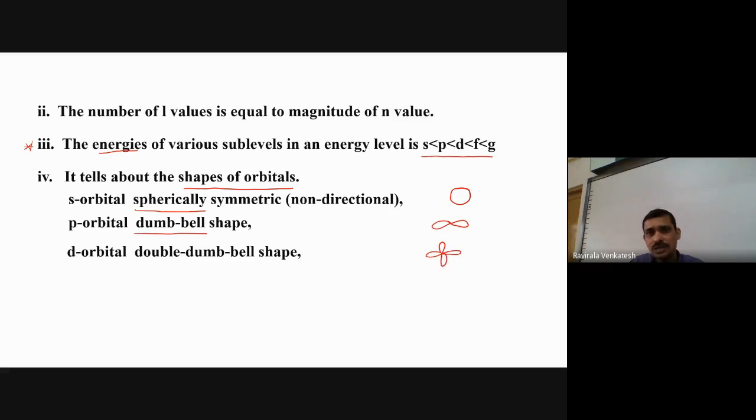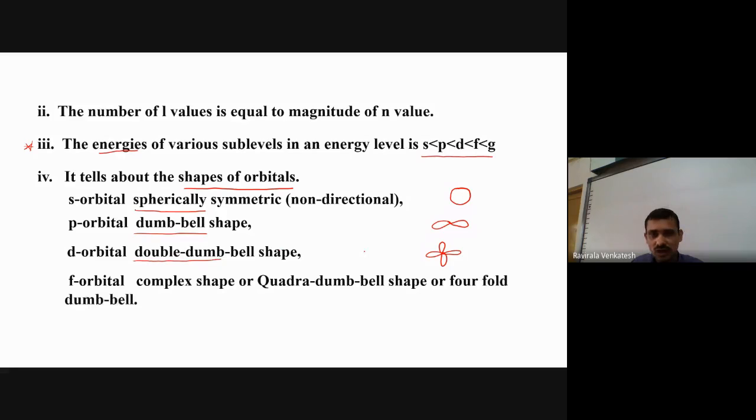Two times, double dumbbell. And f is taking what? 4-fold. Quadra means four, so a 4-fold double dumbbell shape. Four times you have to take, 1, 2, 3, 4, 5, 6 like this. But generally nobody asks this one, so leave it.